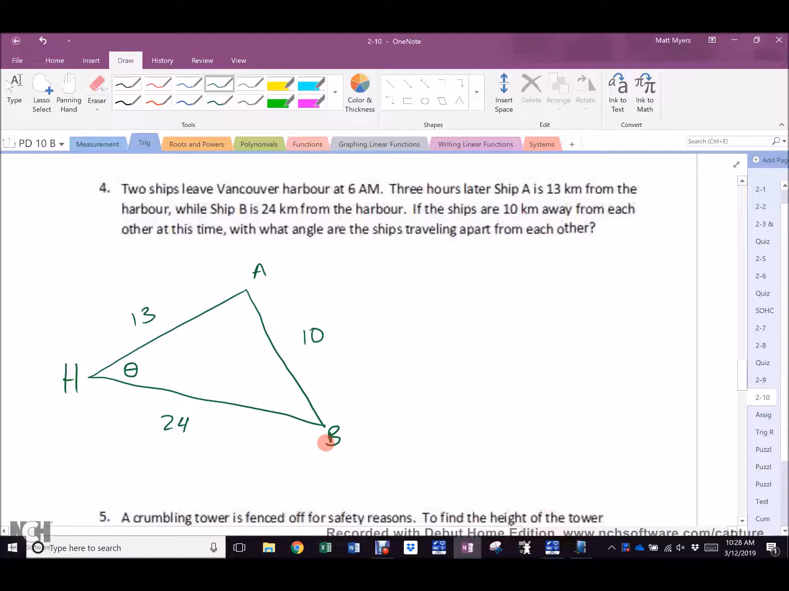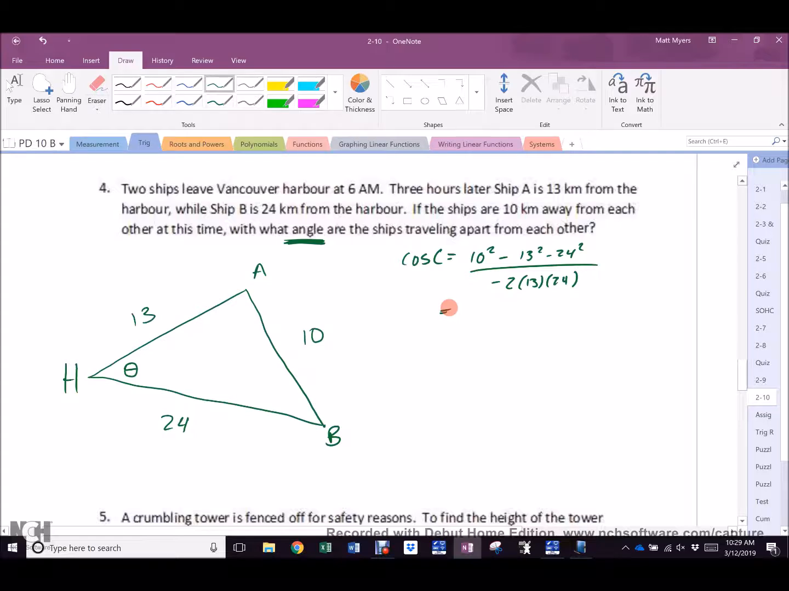Everyone agree? Everyone agrees that is one way I could draw the triangle, yes? As long as A and B are 10 apart and the other one's 13, 24, we're in business, yeah? All right. I am looking for an angle. Is it regular cos law or rearranged cos law? Rearranged. What is now C? 10 squared minus 13 squared minus 24 squared over negative 2 times 13 times 24, correct?